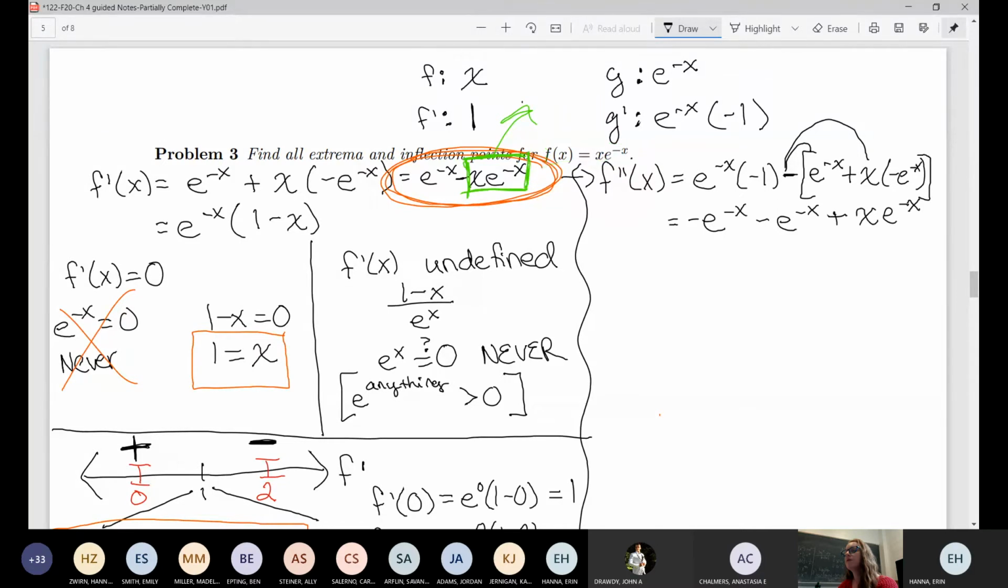And clean this up a little bit. I'll pause there for a second. Questions on how that came into being?